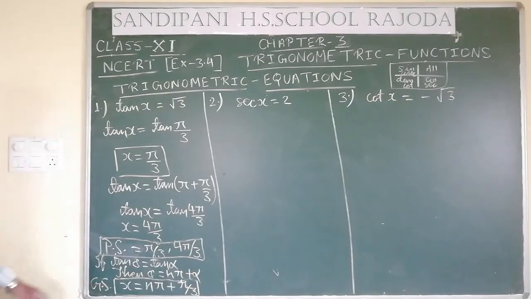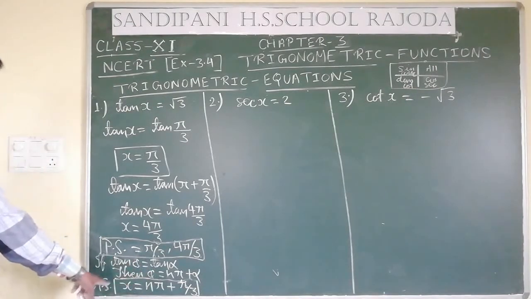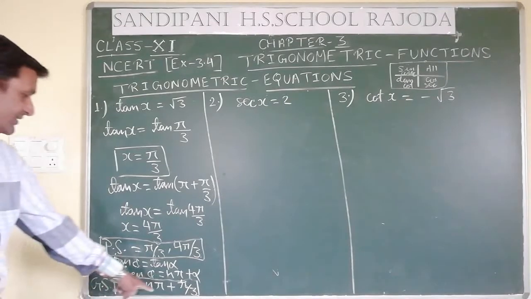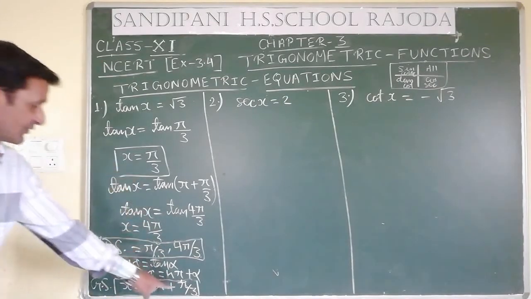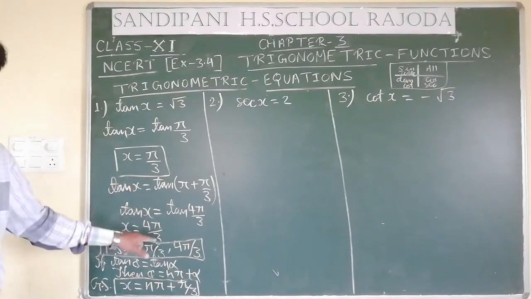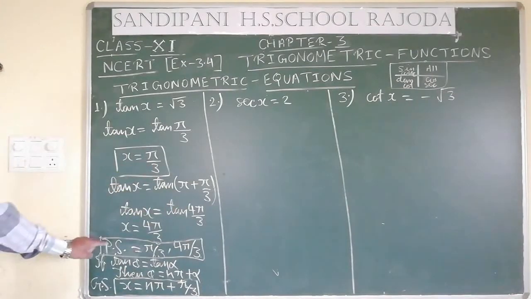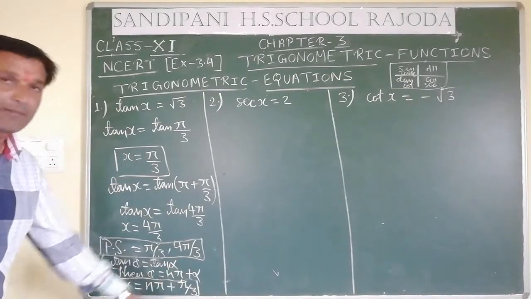That I have told you, for the general solution we have to apply the formula. So it is x is equal to n pi plus pi by 3. This value, you may assign any of these values, it will be correct. So it is x is equal to n pi plus pi by 3.